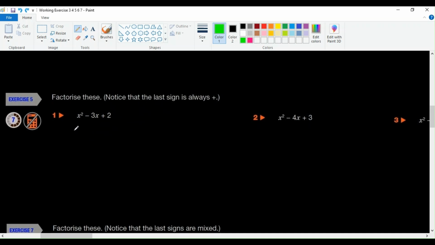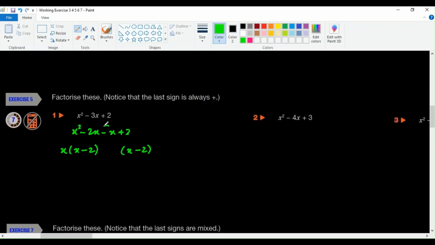That means x square minus 2x and minus x plus 2, because this has to be split in such a way that when you multiply you get 2 and when you add and subtract you get minus 3. So x is common in the first part of it. As soon as you get this bracket, copy down this bracket two different times.